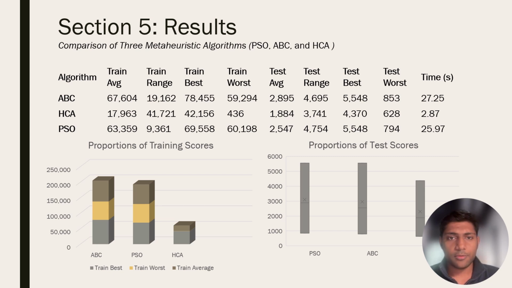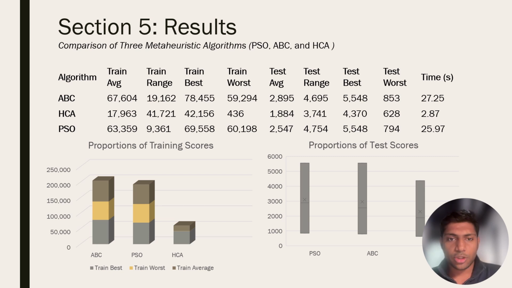The train average column shows how much profit the algorithm made on average during training. ABC leads here with around $67,000, followed closely by PSO, while the hill climb algorithm trails significantly.